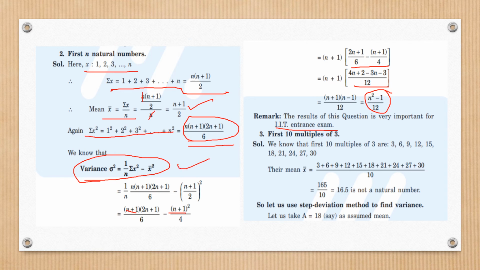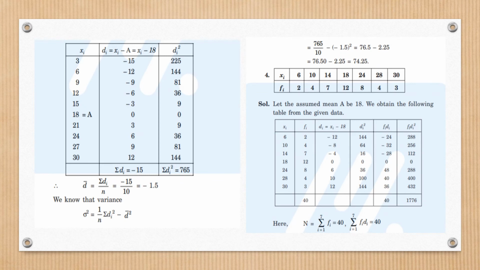Again, first 10 multiples of 3, you have to find the mean and variance for this. So mean will be again the first 10 multiples of 3, like the table of 3. And then x bar is the sum of all these terms divided by 10, that is 165 upon 10, that is 16.5. Now say I am using the step deviation method to find the variance, and assume the mean we are taking as 18.